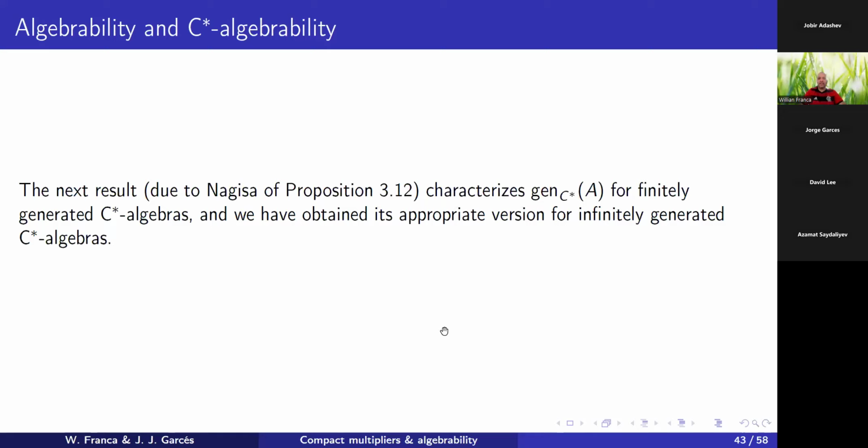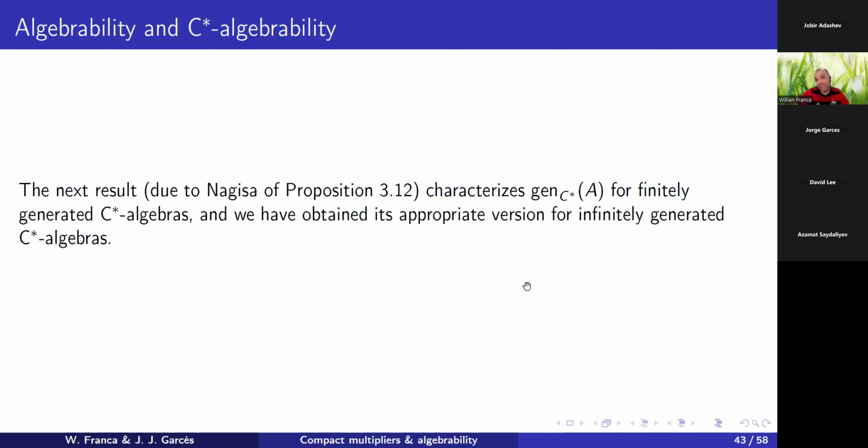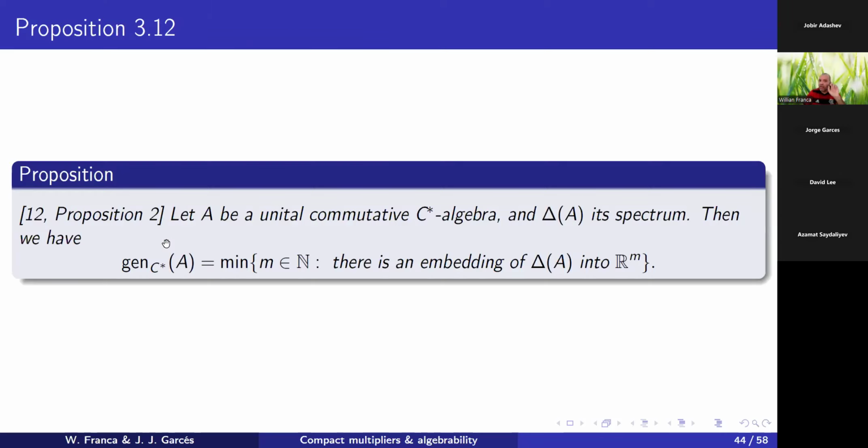Just this is the following result. Oh, I'm sorry, this result. If A is a unital commutative C-star algebra and Delta A is its spectrum, we do have this condition. The point is that such a result was so far only known for finitely generated C-star algebras. But these results only hold if you assume that your generators are self-adjoint.